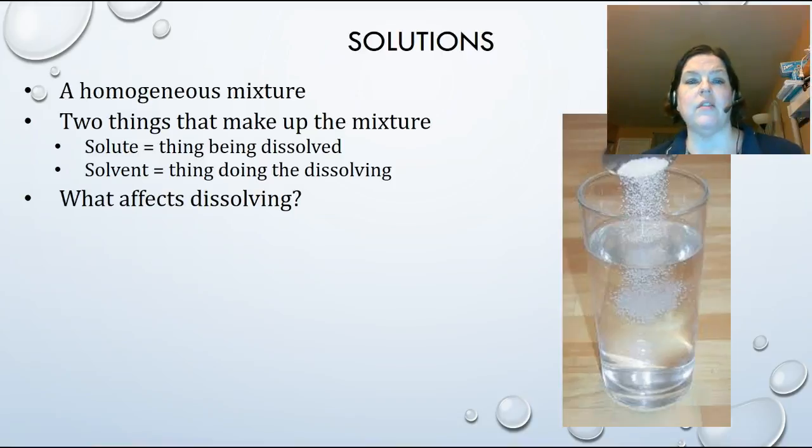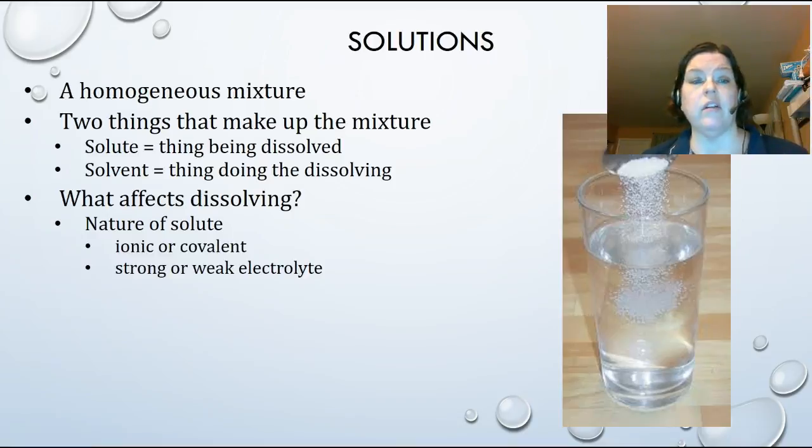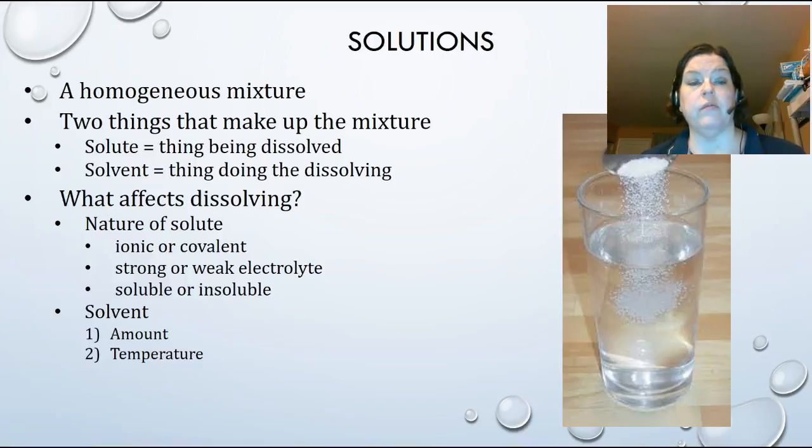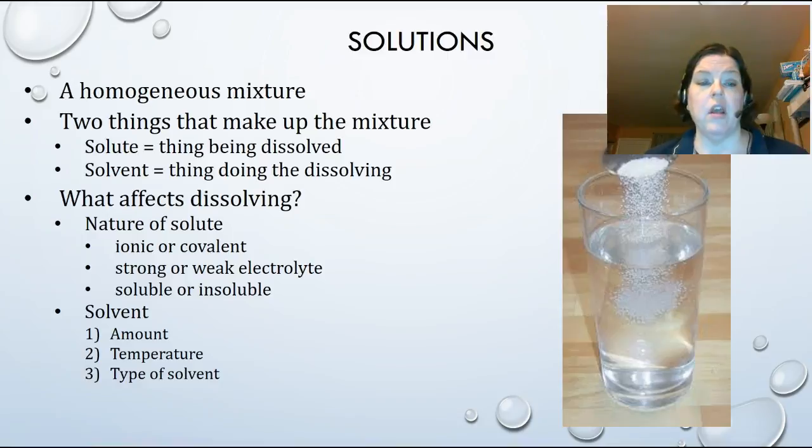So what affects dissolving? The nature of the solute affects dissolving. So is the solute ionic or covalent? Is the solute a strong, weak, or non-electrolyte? All of those things affect dissolving and how that happens. So soluble or insoluble is important as well. The amount of the solvent is important, the temperature of the solvent is important, and the type of the solvent is important. Now, we use aqueous solutions a whole lot.